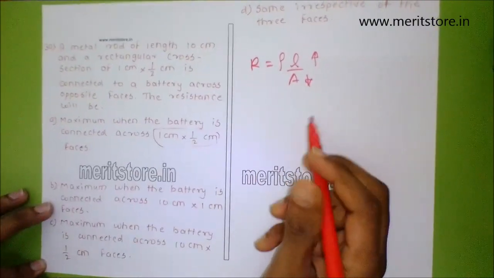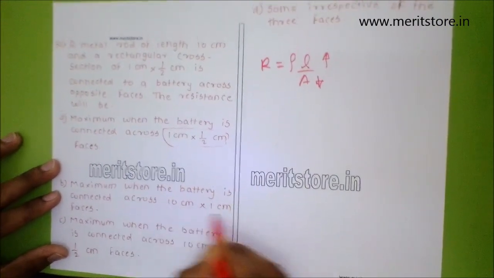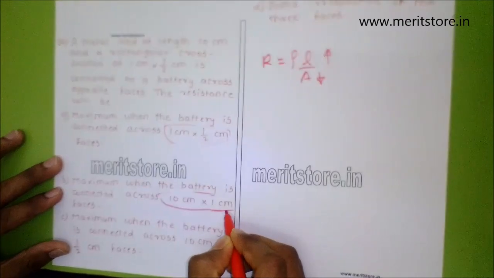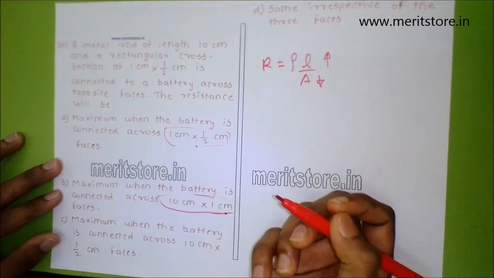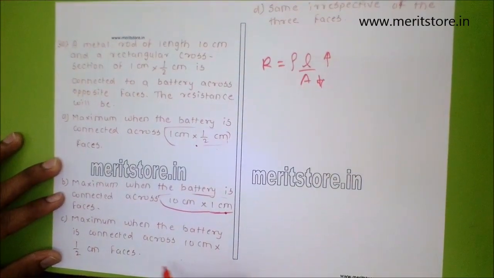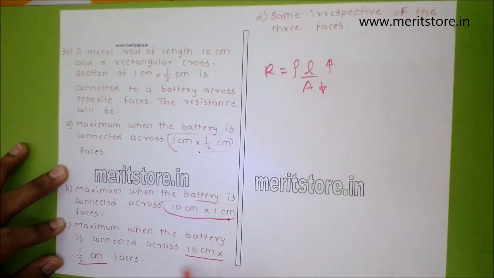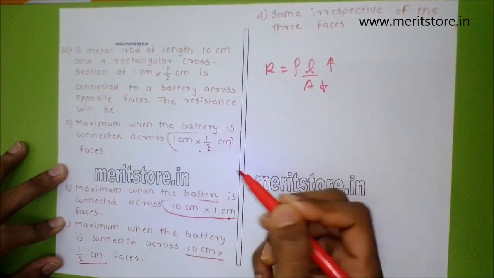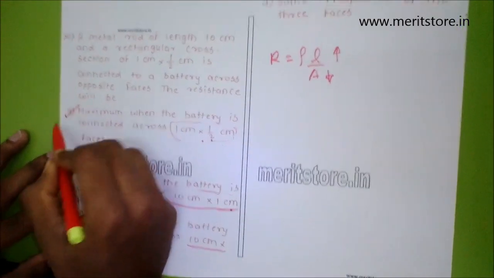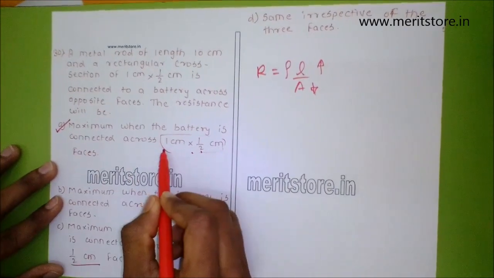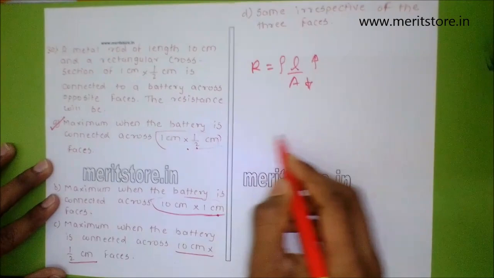In the other 3 options, in option B the battery is connected across the cross section of 10 cm cross 1 cm, which is greater than the 1 cm cross half centimeter. Similarly, in option C, the battery is connected across 10 cm cross half centimeter, which is again greater than 1 cm cross half centimeter. Hence, the resistance will be maximum when the battery is connected across the faces of 1 cm cross half centimeter. Hence, option A is the correct answer.